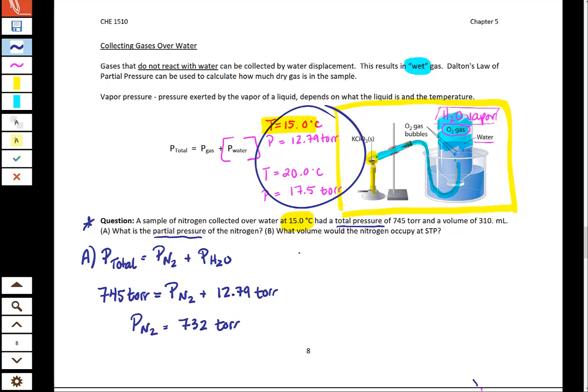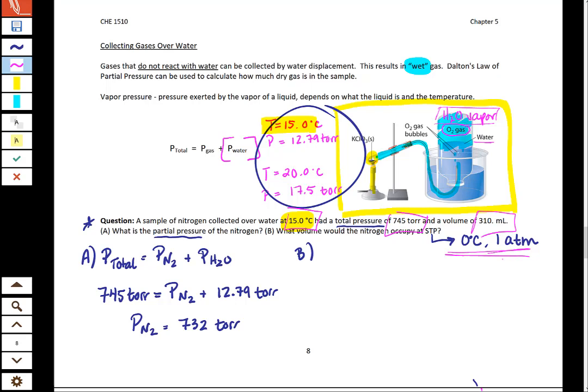So then, part B. What volume would the nitrogen occupy at STP? Okay, so first, let's remind ourselves what STP is. Standard temperature and pressure. So 0 degrees Celsius and 1 atmosphere. So this is a combined gas law question. And the way that I know that is I'm given a starting temperature, I'm given a starting pressure, and I'm given a starting volume. And so then it's asking you what happens at the end.